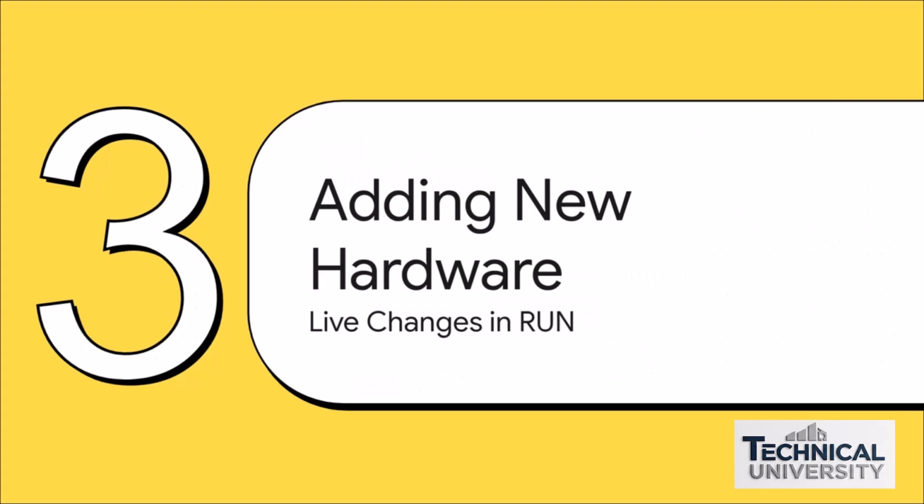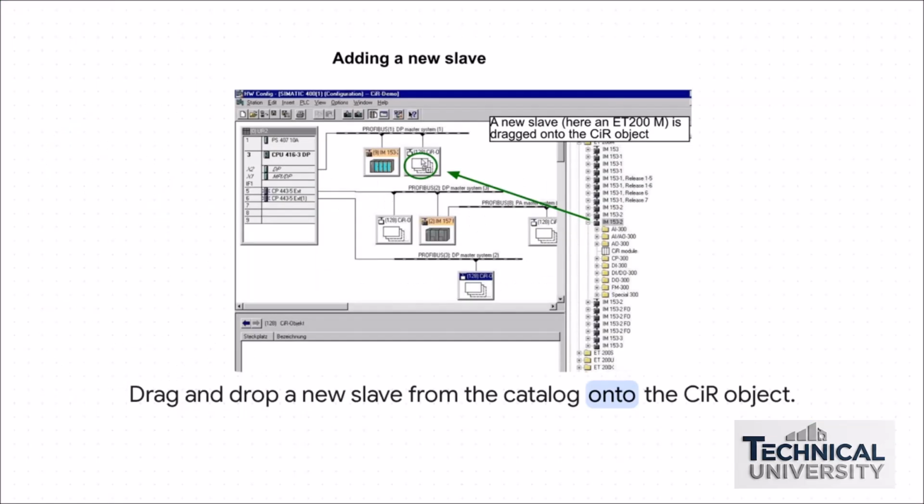modifications you'll make later. All right, with the prep work done, we get to the payoff. Let's walk through Section 3, Adding New Hardware. This is where we modify the live system, all while the CPU stays in run mode. Adding a new device is incredibly intuitive. You just open the hardware catalog, find your new ET200M station, and drag it right onto that CR object placeholder. You're essentially cashing in your reservation and turning it into a real configured device.